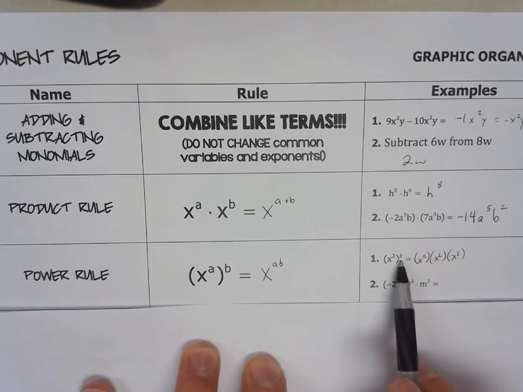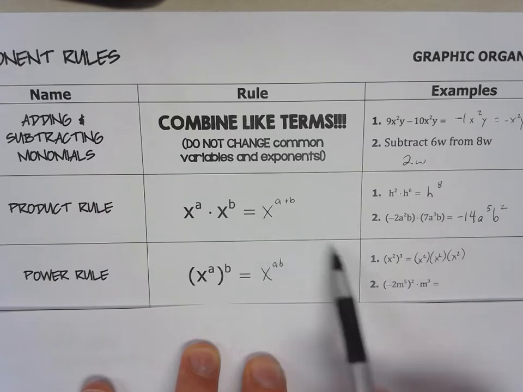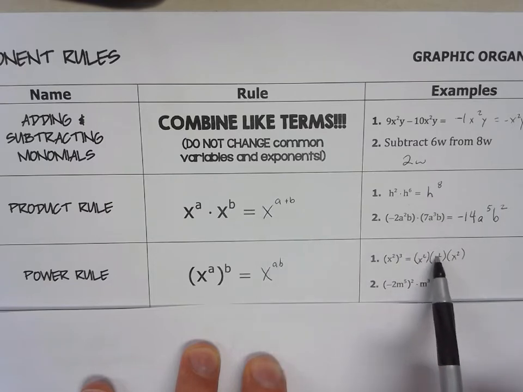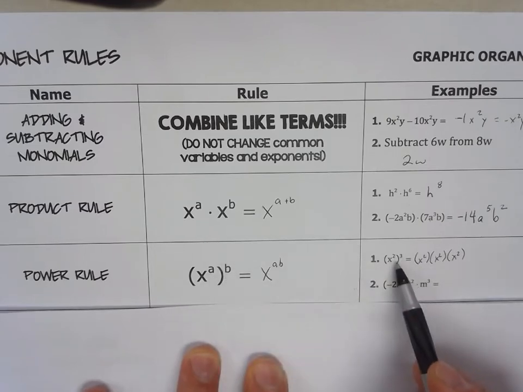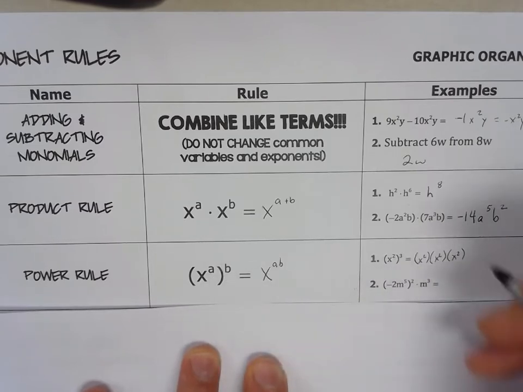So if we go back to our power rule a second, that's x to the 2 plus 2 plus 2. We're going to get 6. Or we just use our power rule. That'd be the easier way. 2 times 3, we're going to get x to the 6th power. All right, just the a times the b.